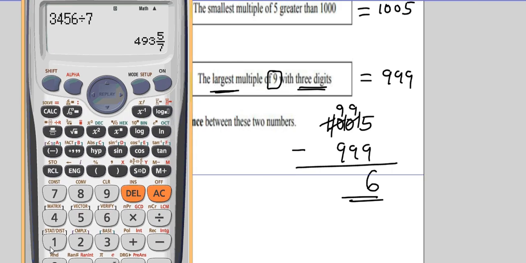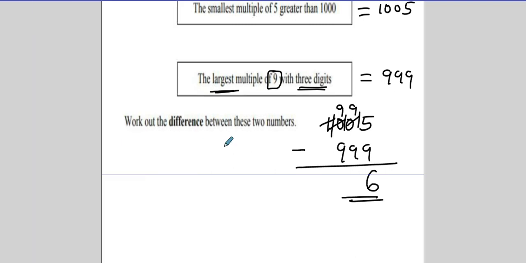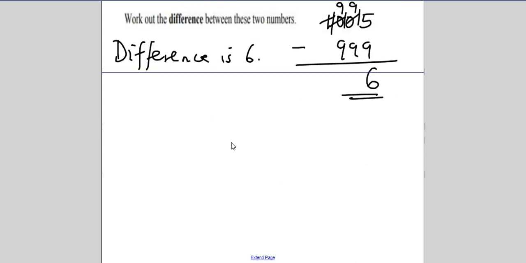That 1005 minus 999. So what is the answer? The answer is 6. So the difference over here is 6. I hope that helps.